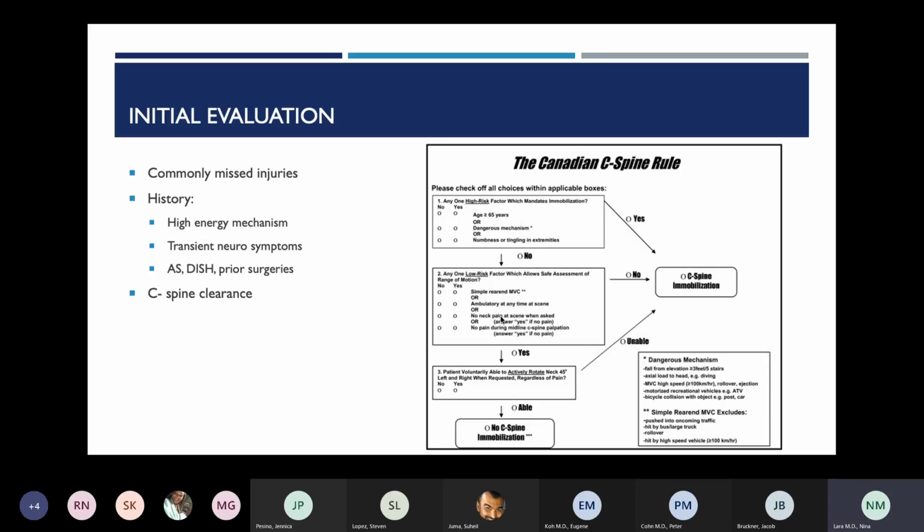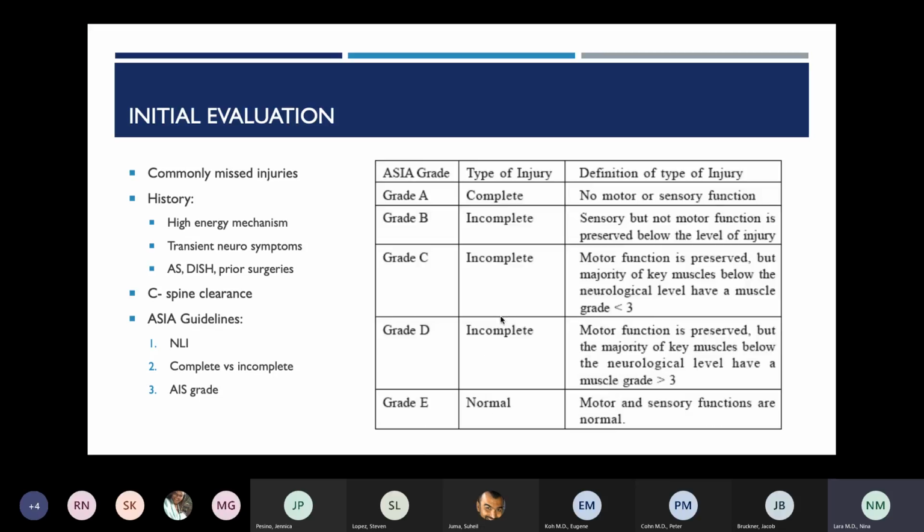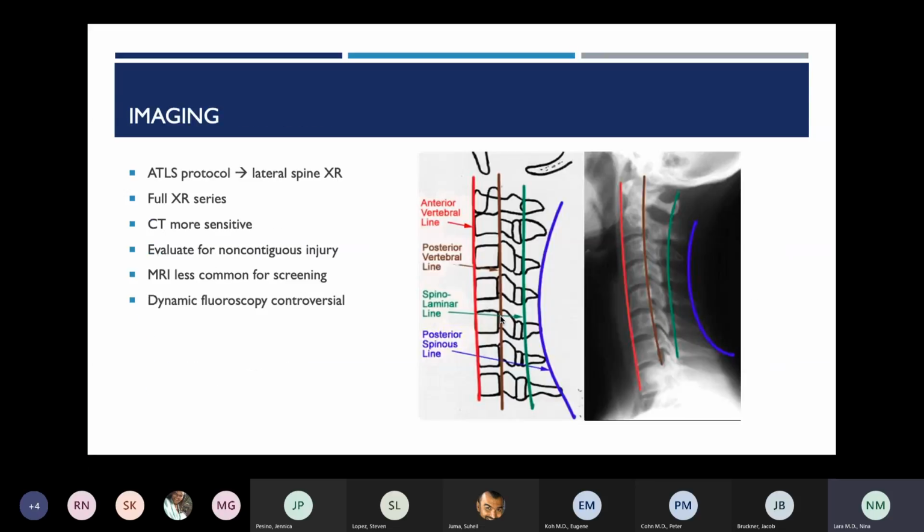There's the Canadian C-spine rules, again similar to the foot rules, which determine whether to image or not based off of the patient's characteristics, age, the mechanism, the injury, and whether they are able to move their neck or not. We'll skip through that since we all know this. Age guidelines, so it's important to classify their level of injury and their neurologic status. I will breeze over this since we're all familiar with it, but it's important to know the ASIA grade. For imaging, obviously we want to follow the ATLS protocol. A lateral spine X-ray is the minimum screening for high energy injuries.